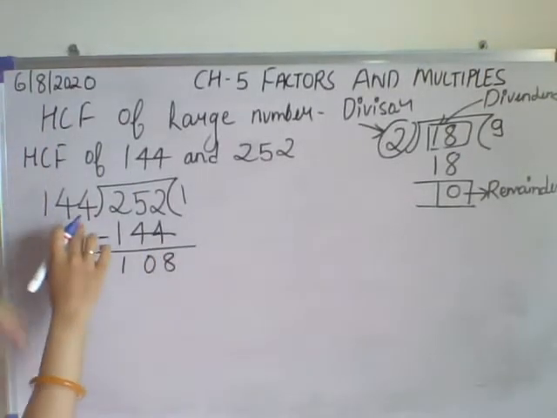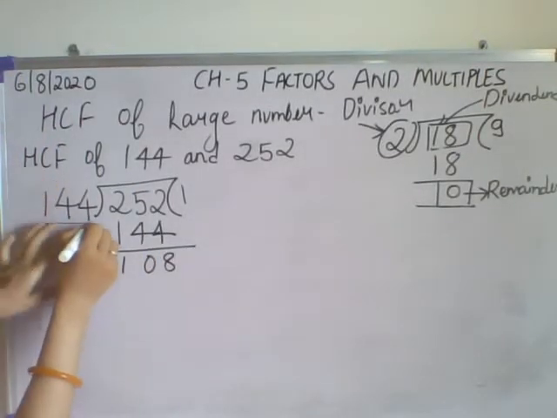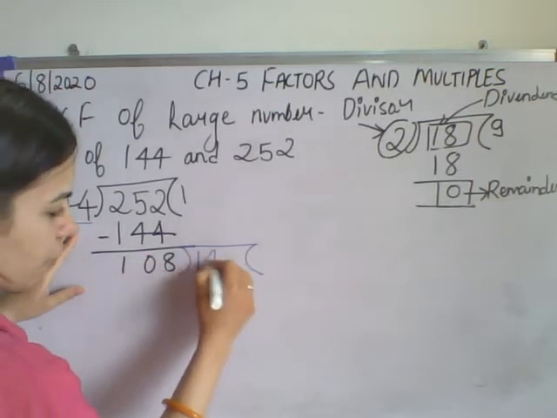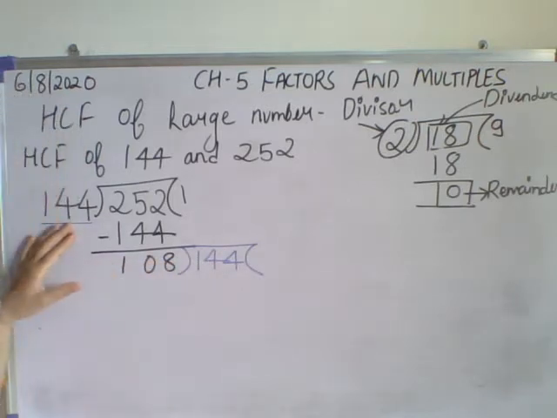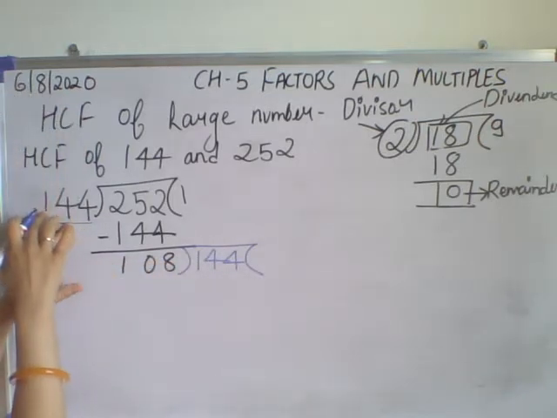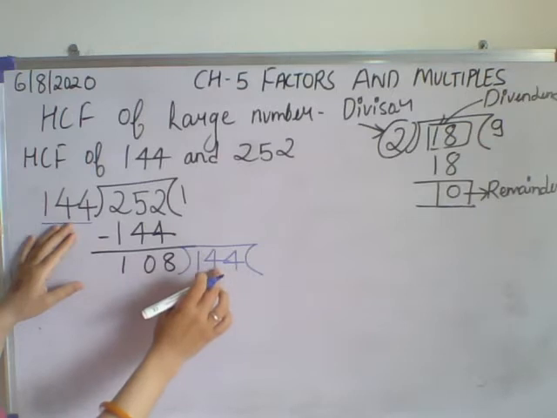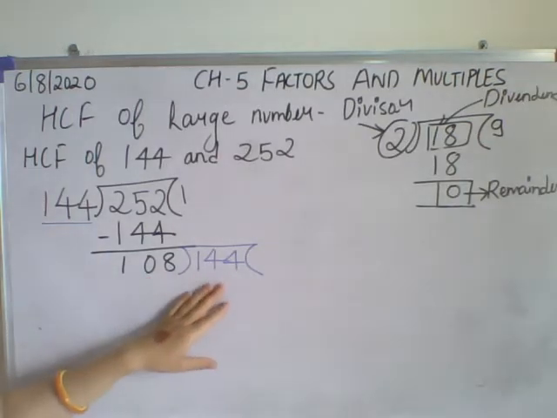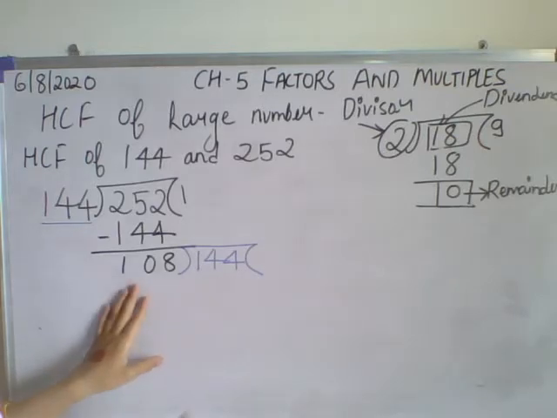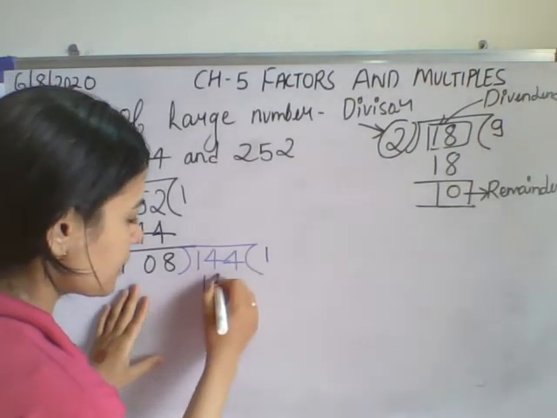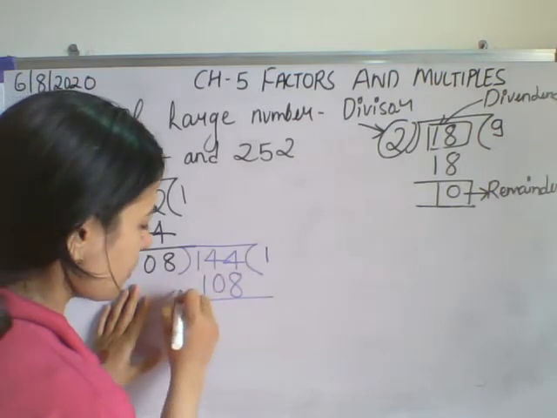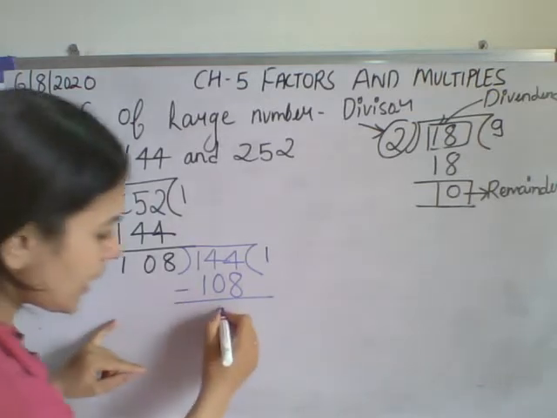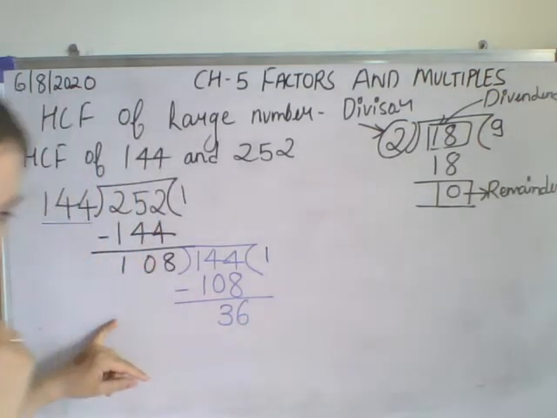this 144, which was the divisor, you have to write here in bracket: 144. Okay, is it clear? This 144 which was the divisor earlier, you will be writing here. Then you have to divide 144 by 108. So 108 ones are 108. You have to subtract 108 from 144. So what do you get? 36.